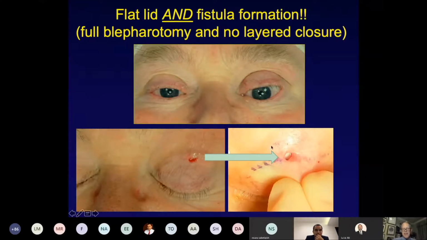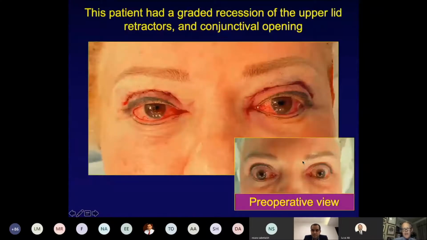And here you see a patient who had the worst of both worlds, a flat lid and a watery eye, and the watery eye was due to the fistula. Look, it's not that difficult to treat, but it's better not to get it in the first place. What do you do? Well, of course, a fistula means you've got skin epithelium joining up with conjunctival epithelium. So you've got to open that all up, strip out the epithelium from the hole, and close it in layers again. Not that difficult.